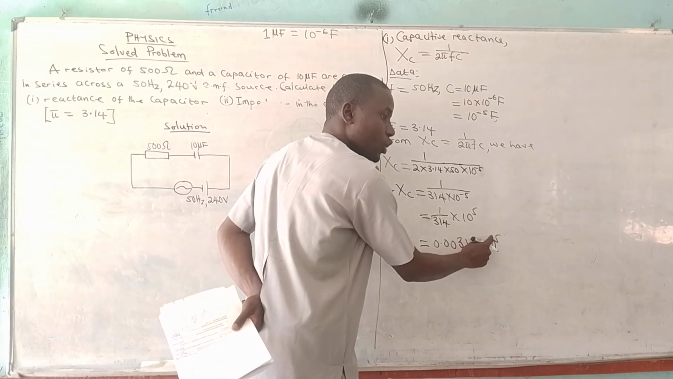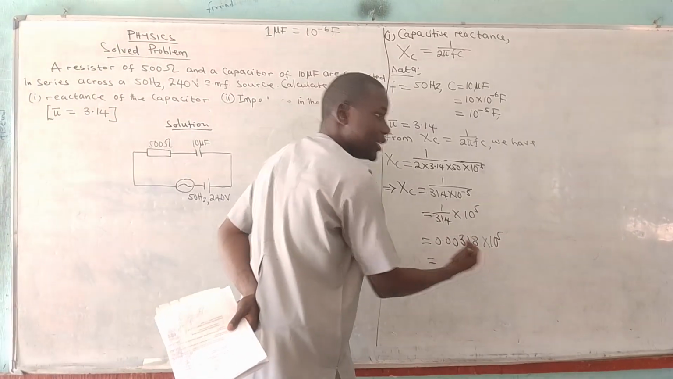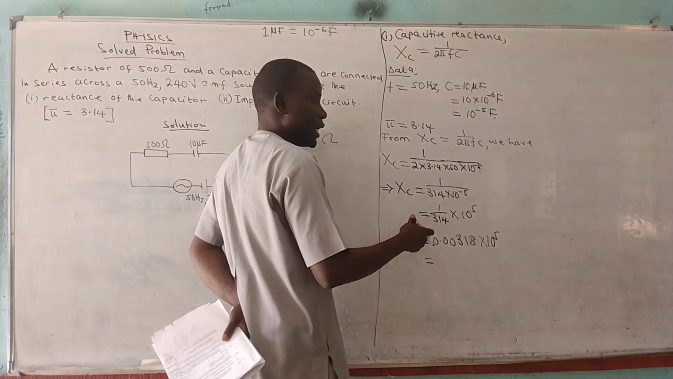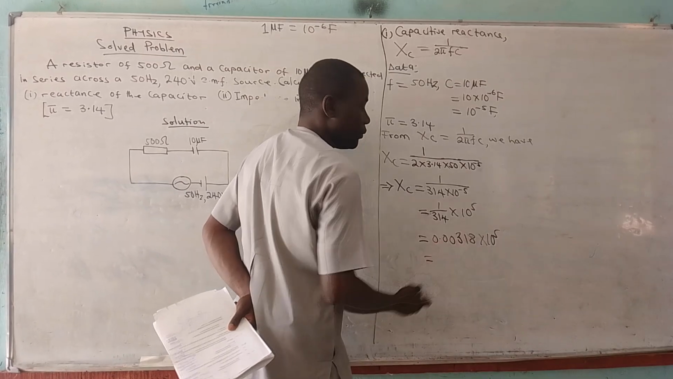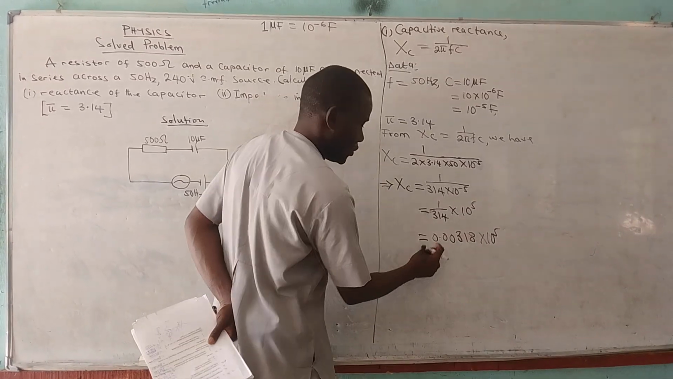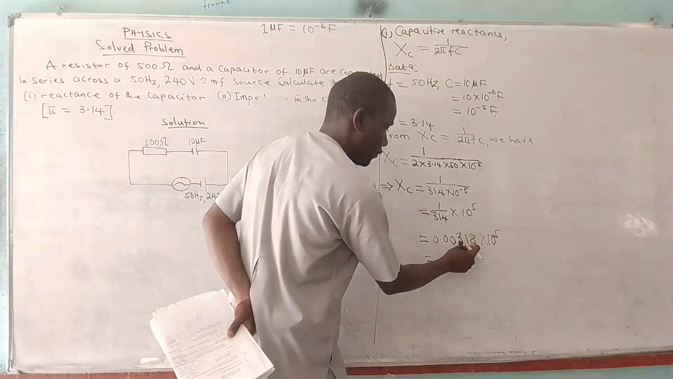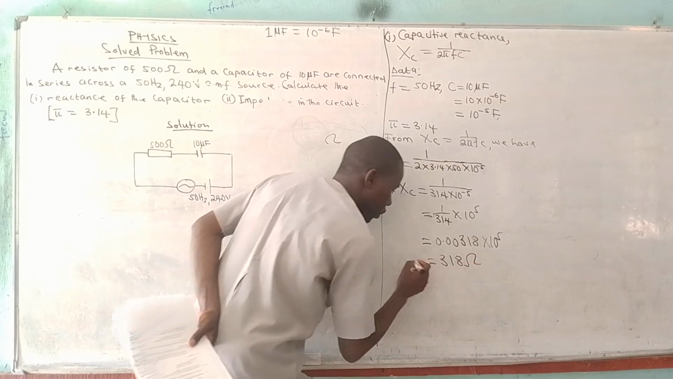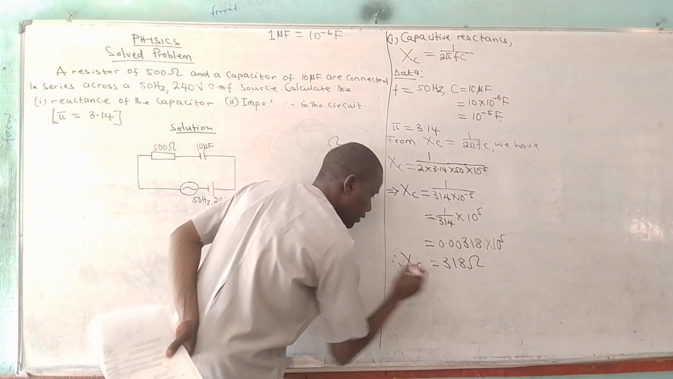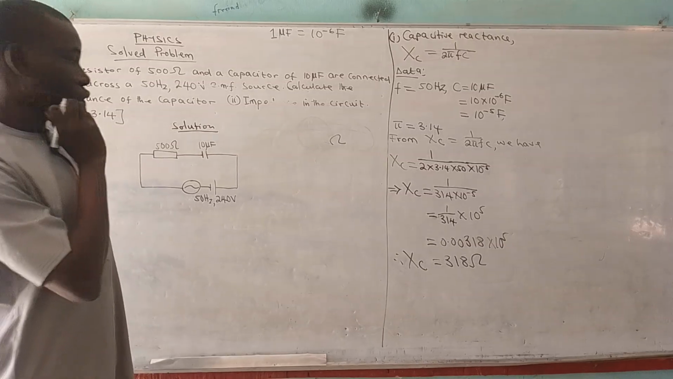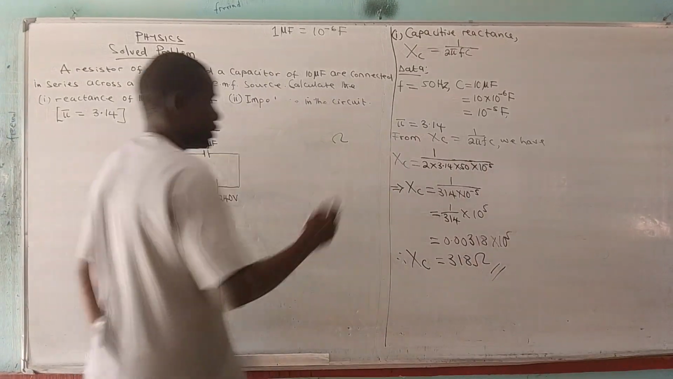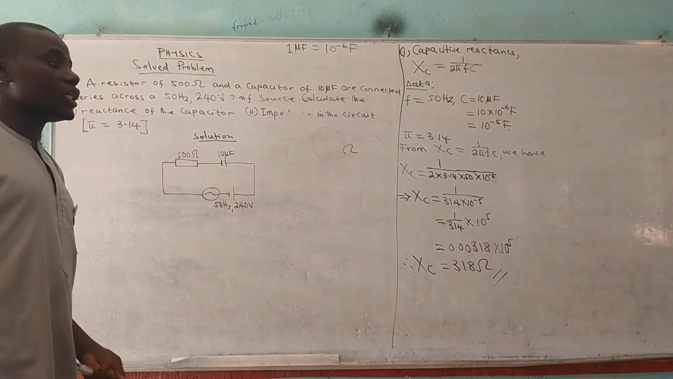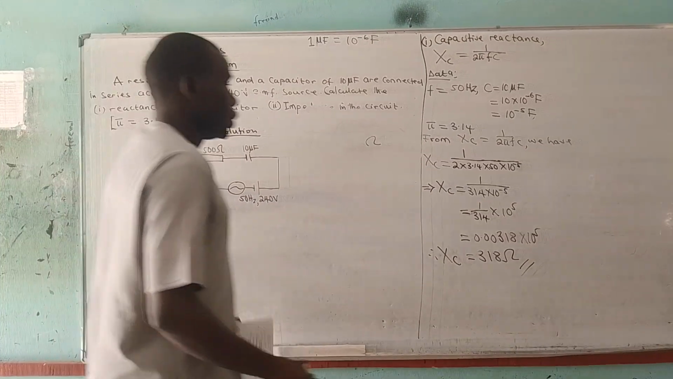10 to the power 4, that is 10,000, the point moves in 4 places to the right. And this is 100,000, the point moves in 5 places to the right. So this is 1, 2, 3, 4, 5. So this is 318 ohms. Therefore, Xc is that. Understand? So our Xc, the reactance of the capacitor, or capacitive reactance, is 318 ohms.